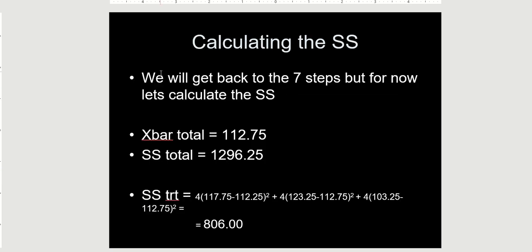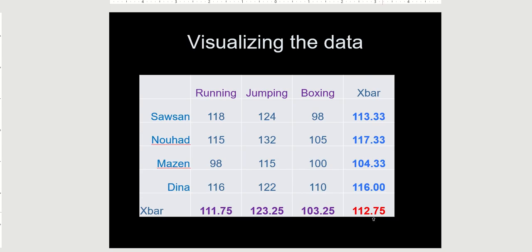Okay, so we will get back to the 7th step, but for now, let's calculate the sum of square. The average of the averages is 112.75. The SS total is 1,296.25. So how did I get to this 1,296? Let's go back one slide. Either I've provided you with the standard deviation of all these observations, or you have to do it the long way.